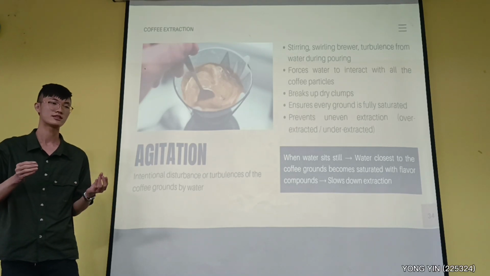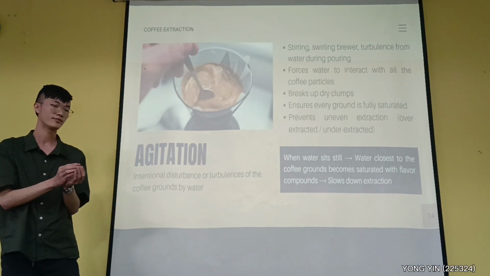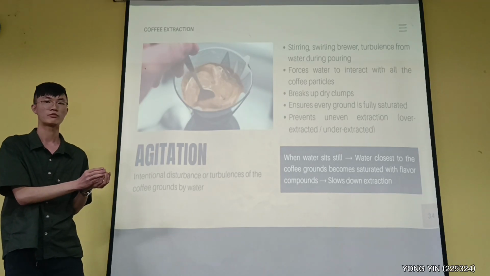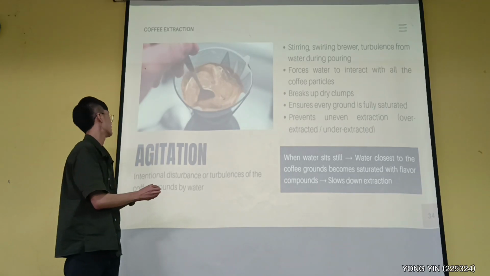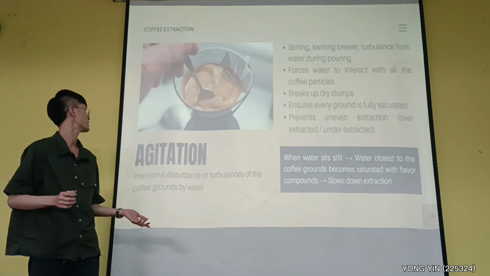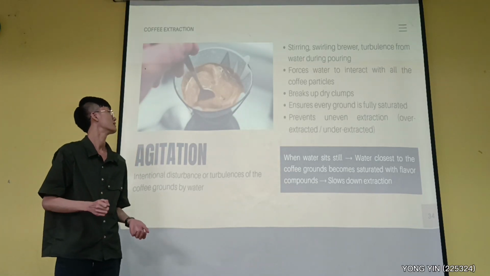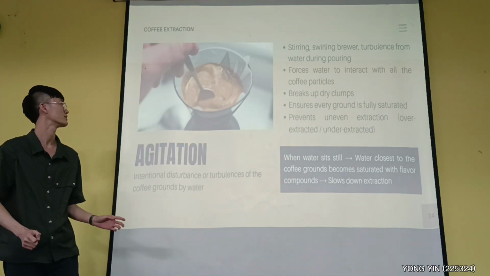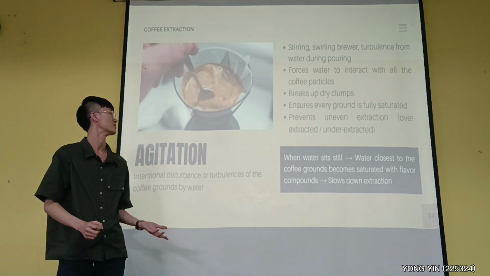A dry clump is when coffee particles stick together, and the middle part of the clump won't contact the water. To prevent this from happening, we need to agitate it. Agitation will also ensure that every ground is fully saturated and prevent under extraction.